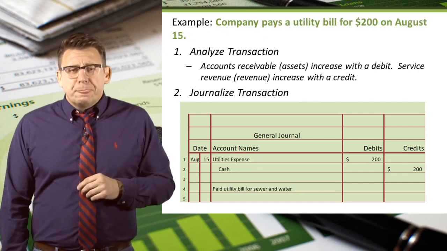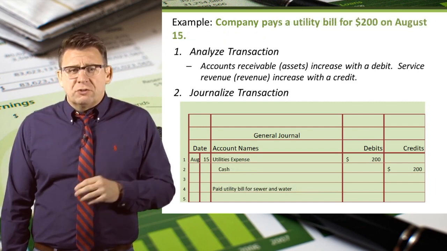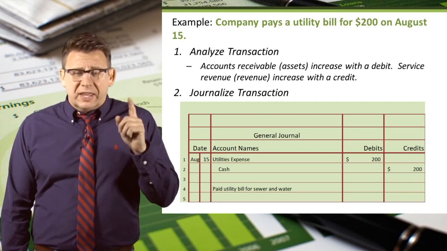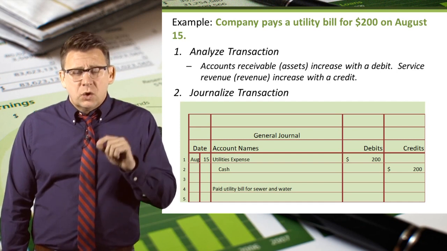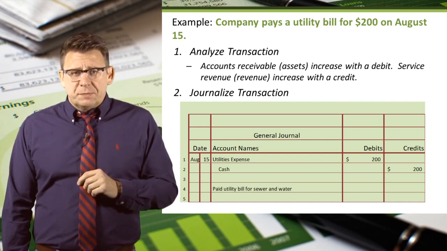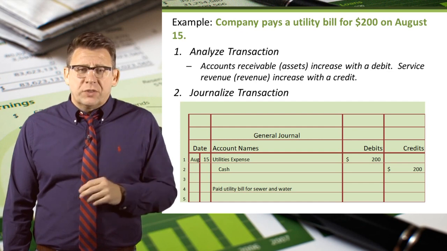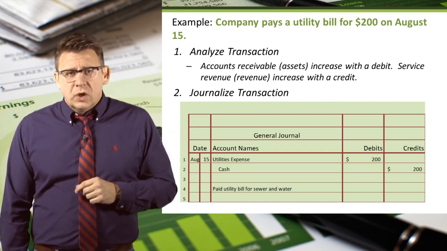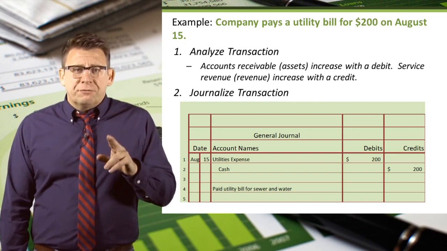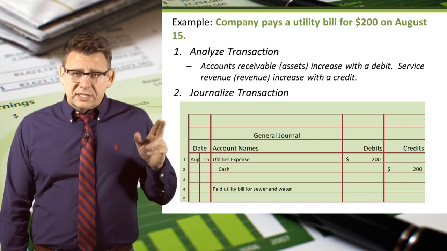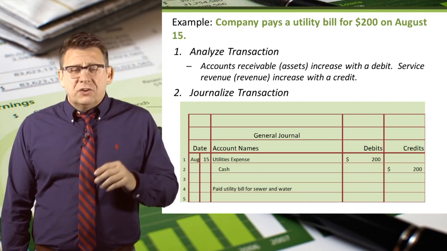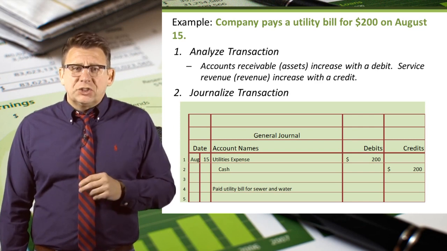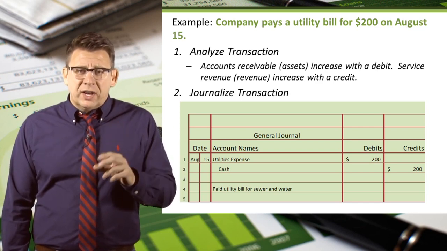The last example, a company pays a utility bill for $200 on August 15th. When we analyze this transaction, we determine the cash, an asset account, is decreased with a credit, and utilities expense, an expense account, is increased with a debit. So we'll enter the date, August 15th. We will then list the debit account first, so we will enter utilities expense, and then $200 in the debit column. Next, we enter cash as the credit account.